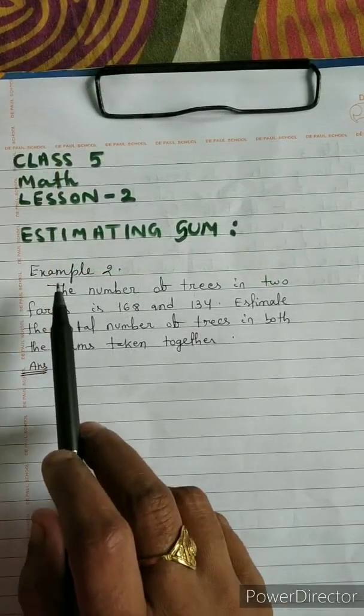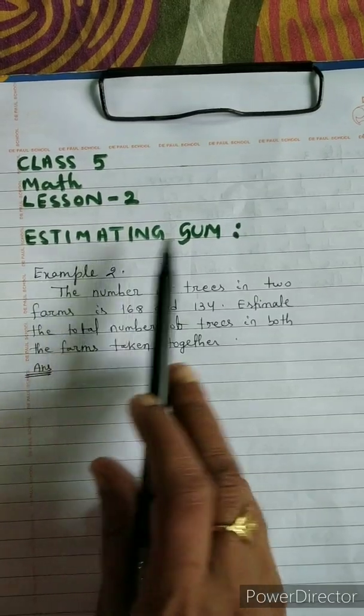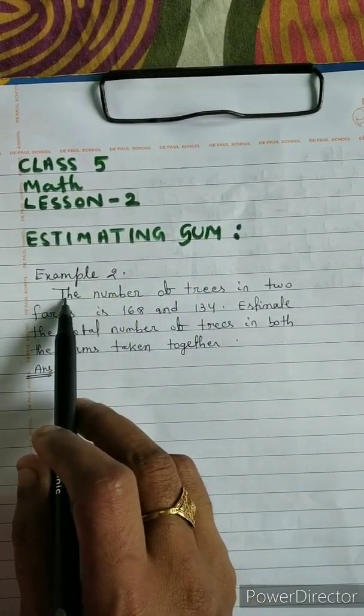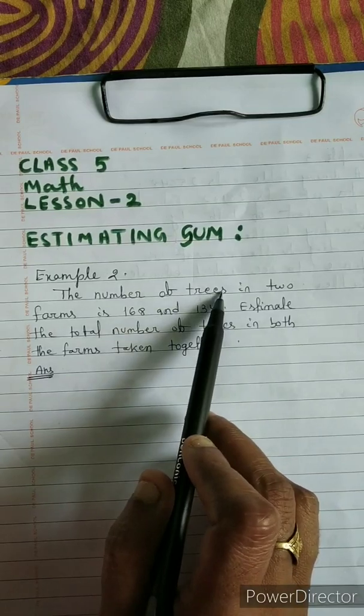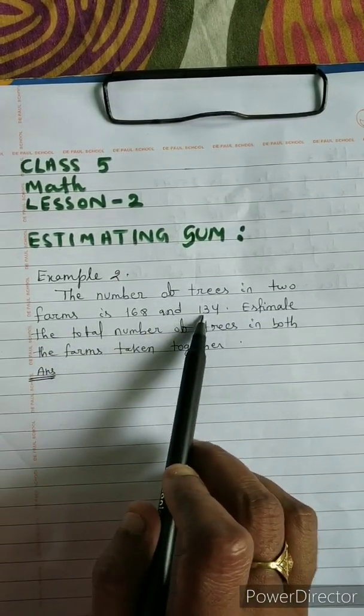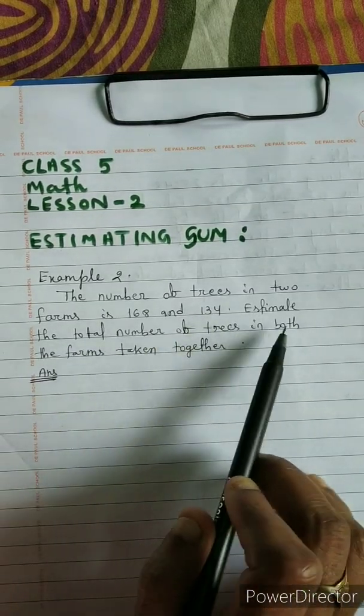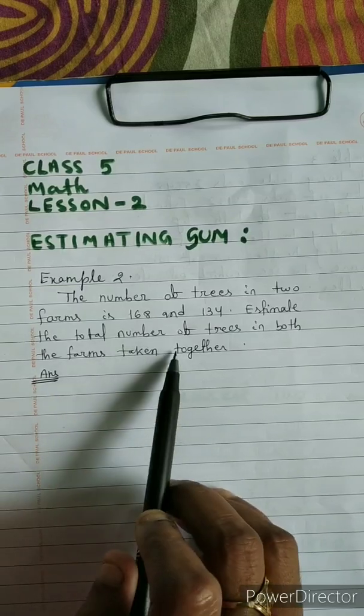Hello, children. Here I will now discuss example 2 from your estimating sum. Now I read the question. The number of trees in a farm is 168 and 134. Now estimate the total number of trees in both the farms taken together.